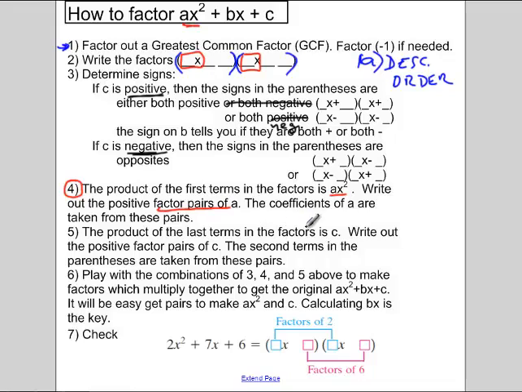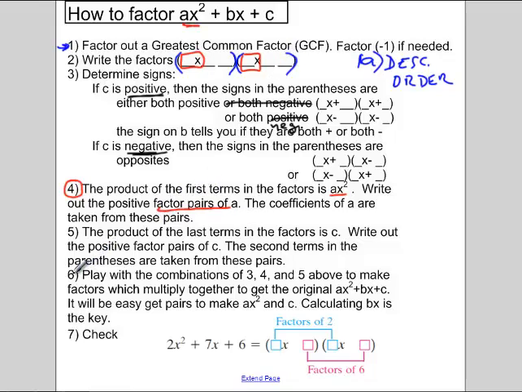The product of the last terms in the factors is C, because again, if we FOIL this out, that's going to be a sign, that's going to be a sign. So that number times that number gives me C. So the product is going to be C. So then we have to just write out the factors of my C, and those factors have to go here. And that's nothing new.